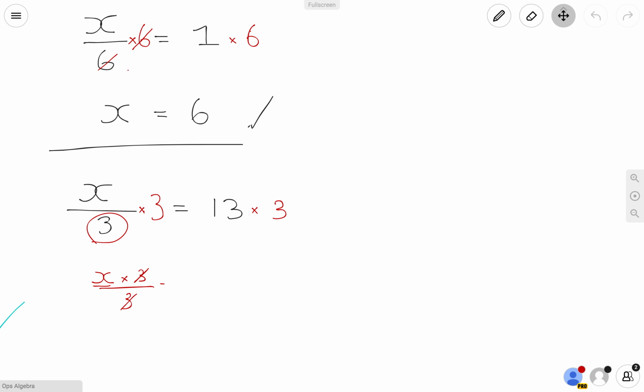And on the right hand side, 13, so I'm going to get x right here equals, and I'm going to get 13 times 3, which is, very good, 39? It is. And there you go, you solved it. x equals 39. How did you do that? You did the opposite of what was happening in here. We were dividing by 3, so we multiplied by 3.